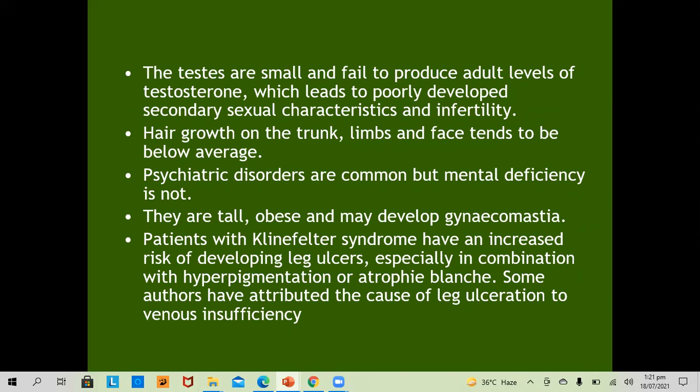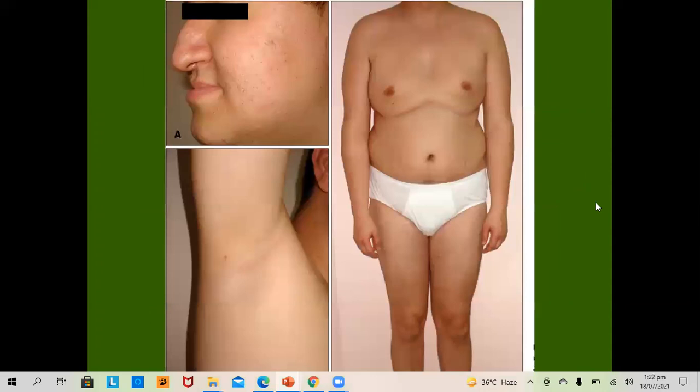Psychiatric disorders are common, but mental deficiency is not. Patients are tall, obese, and may develop gynecomastia. Patients with Klinefelter syndrome have an increased risk of developing leg ulcers, especially in combination with hyperpigmentation or atrophy blanche. Some authors have attributed the cause of leg ulceration to venous insufficiency. These are the typical tall, obese male with sparse hairs and gynecomastia.